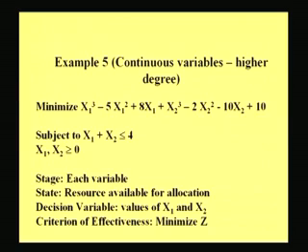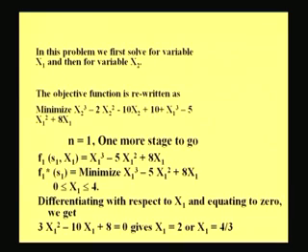The other difference between the earlier problem and this problem, we need to look at. In this problem, our constraint is an inequality, x1 plus x2 is less than or equal to 4, whereas in the earlier problem the constraint was an equation. So whenever the constraint is an equation at n equal to 1, one more stage to go, we did not optimize or differentiate in the earlier problem.